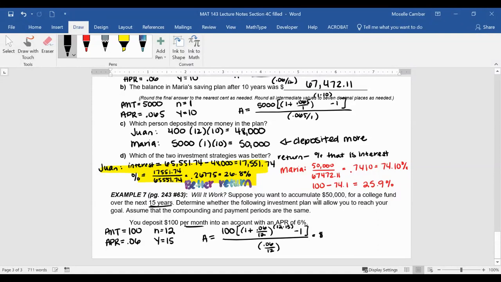Okay, putting that in gives us $29,081.87. So if we did this plan, we'd only have $29,081.87, which is not the $50,000 that we want. So this is not enough. So if we wanted that $50,000, we'd have to change something: either deposit more in a month, deposit more frequently, or have a higher APR, or let it sit for longer, right? So something has to change in order to get to that $50,000. Okay, and that is 4C.